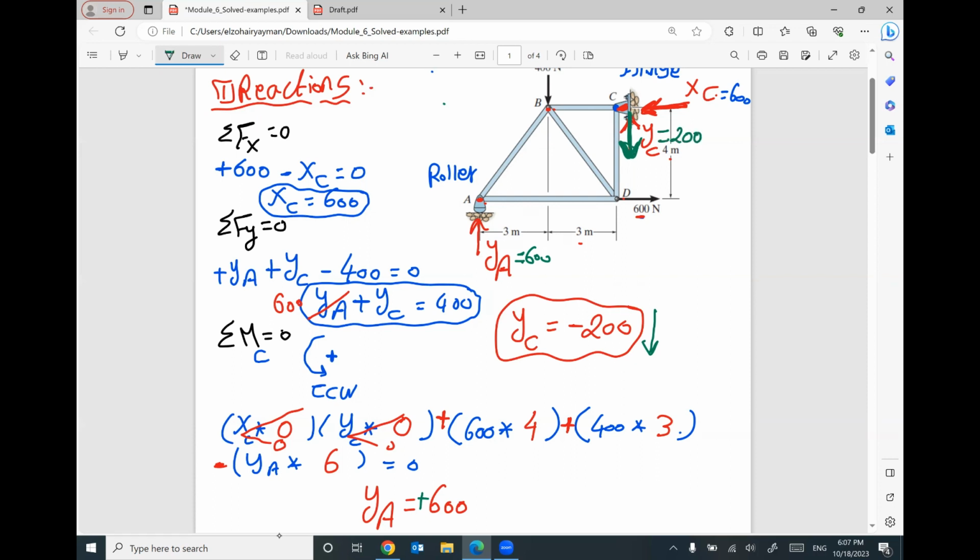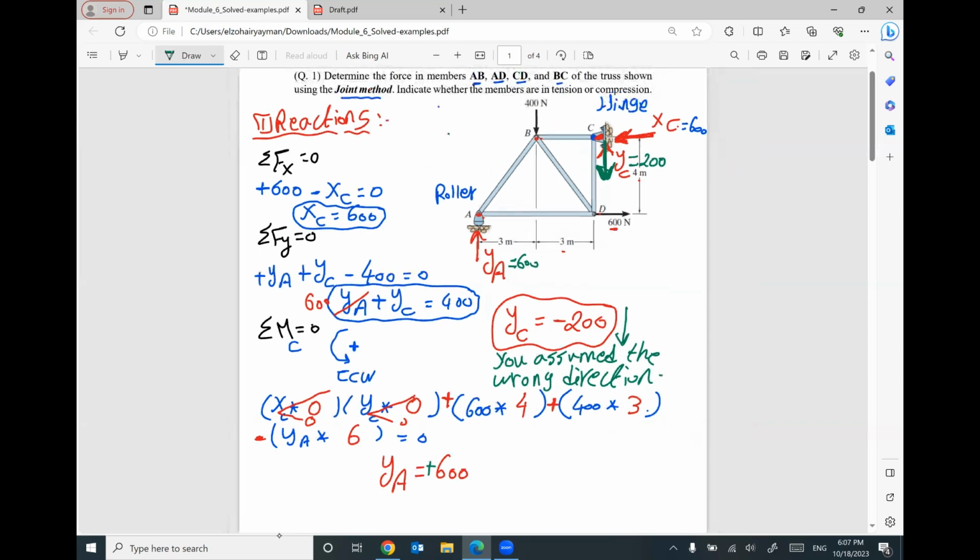Keep in your mind the negative value for the reaction YC. That means you assumed the wrong direction. I did assume it upward. I'm sorry, it should be downward. So this is the first step. You have to figure out your reactions. Any question so far? Guys, do you have any question, any comment about the reactions?